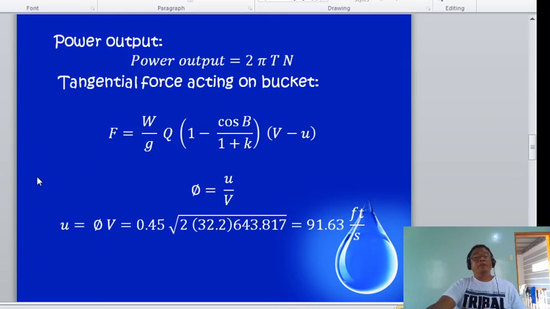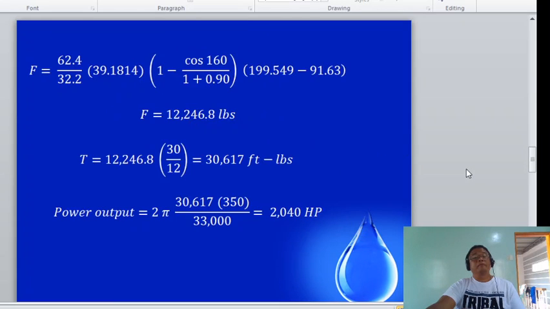So getting now the value of the velocity of the runner, that is the peripheral coefficient multiplied by the velocity. Substituting values, the value obtained is 91.63 feet per second. So substituting values now, the value of the tangential force acting is 12,246.8 pounds.